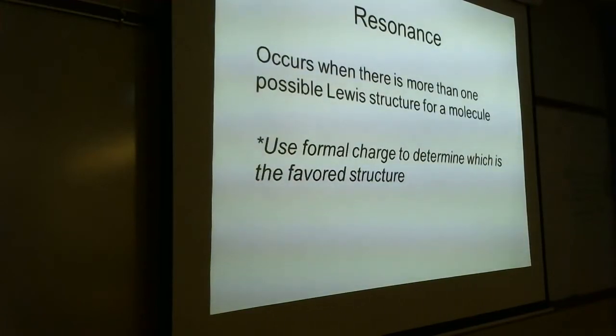What's one way I could do that? Move 2 off each side and make 2 double bonds, right? Or what's another way I could do it? I could have a triple bond on one side and a single bond on the other, right? Both of those give carbon an octet. One is favored, one is not favored. How do I decide which one's favored? These two are called resonance structures. And formal charge allows us to pick which resonance structure is correct. That's what I mean by resonance. So we're going to use formal charge to pick which one's best.